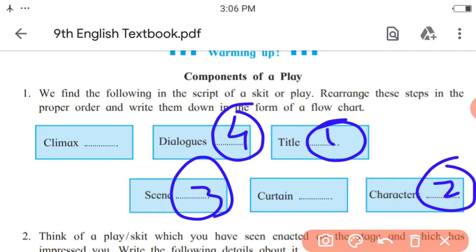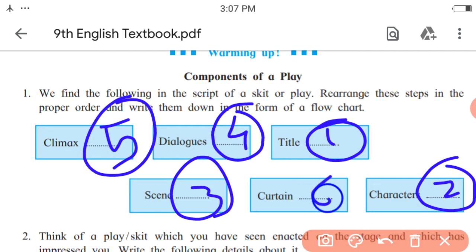What is the fifth stage? That is of climax. What is it? Turning point of the play. And the last, sixth one, curtain. It shows that the play is over. So in this way, you have to arrange all these points in the form of a flow chart, that is one below another, drawing all these boxes as they are, mentioning the words in them.